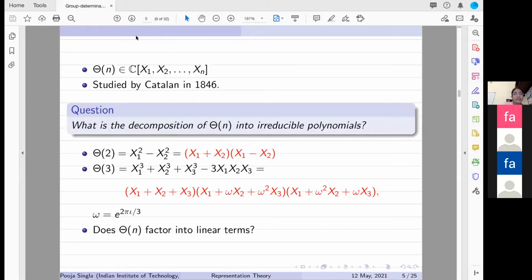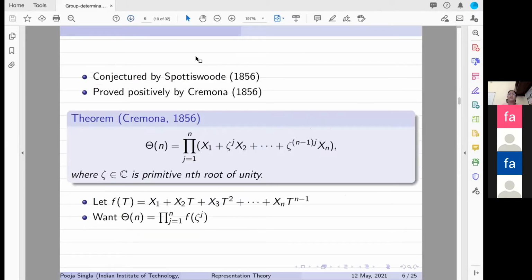So that's the question. This was conjectured by Spottiswoode in 1856, and it was proved by Cremona in 1856. Rather, what Cremona gave was the exact decomposition of theta n, not just proof that it is linear. Actually Spottiswoode had some kind of formula like this, and Cremona proved it. So let's try to understand this formula. Here, zeta is a primitive nth root of unity.